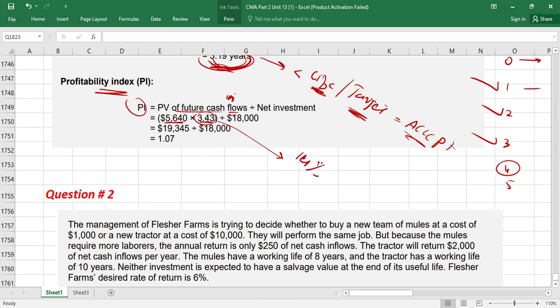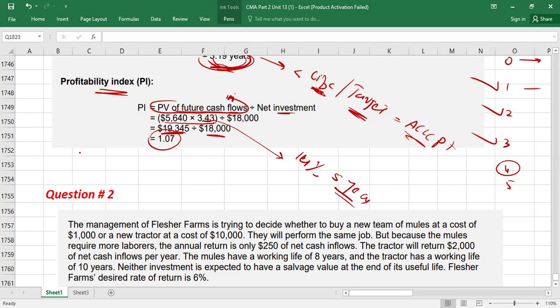Our original cost of capital is 14%. We'll go to the annuity table. At 14%, we'll look for 5 years. At year 5, the value given is 3.433. But it is used here up to 2 decimals only. So I'll multiply 5640 by this; this is the present value of cash inflows, divided by net investment, which is 18,000. So this is profitability index 1.07.